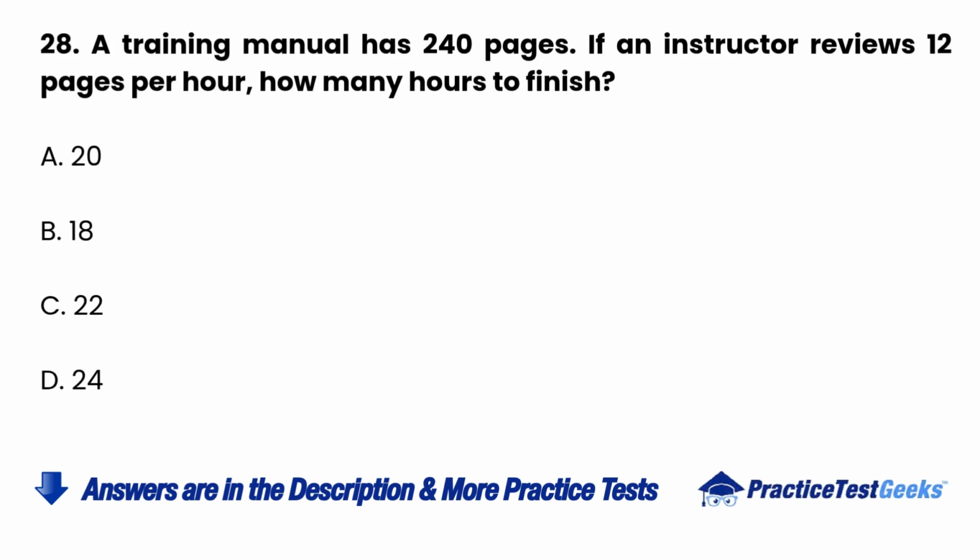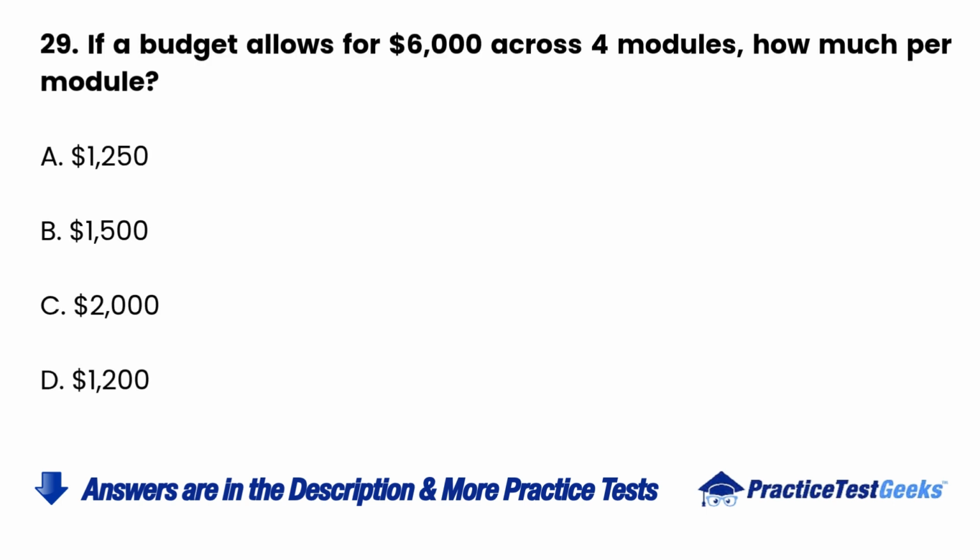28. A training manual has 240 pages. If an instructor reviews 12 pages per hour, how many hours to finish? A. 20. B. 18. C. 22. D. 24. 29. If a budget allows for $6,000 across 4 modules, how much per module?